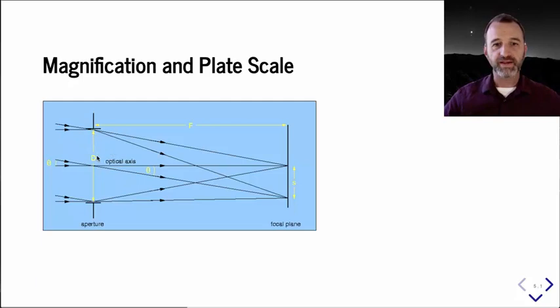Now, when the light rays go through your aperture or reflect off your mirror, they get bent. That's how a telescope works. It bends the light. It changes the angle from the incident angle to some reflected angle. And what we need to know now is how does that light end up on our detector?